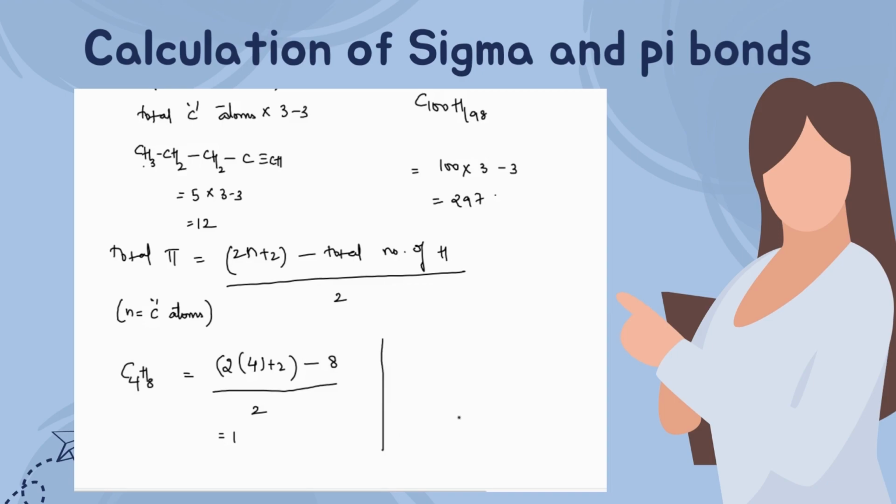Similarly, take another formula, C4H6. Let's find out how many pi bonds are present. Apply the same formula: carbon atoms are 4, so 2 into 4 plus 2 minus hydrogen atoms 6, by 2. 2 into 4 is 8, plus 2 is 10, 10 minus 6 is 4, and 4 by 2 is 2. So there are 2 pi bonds in this molecule. This can be the example for a diene, and C4H8 is an example of an ene molecule. One double bond is present in C4H8 and two double bonds are present in C4H6.